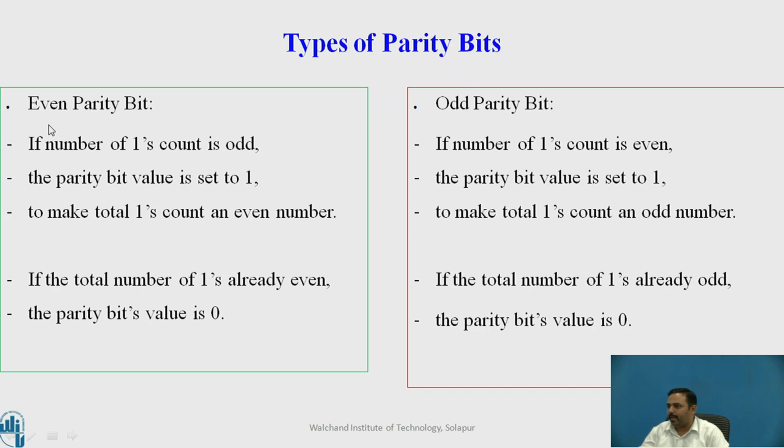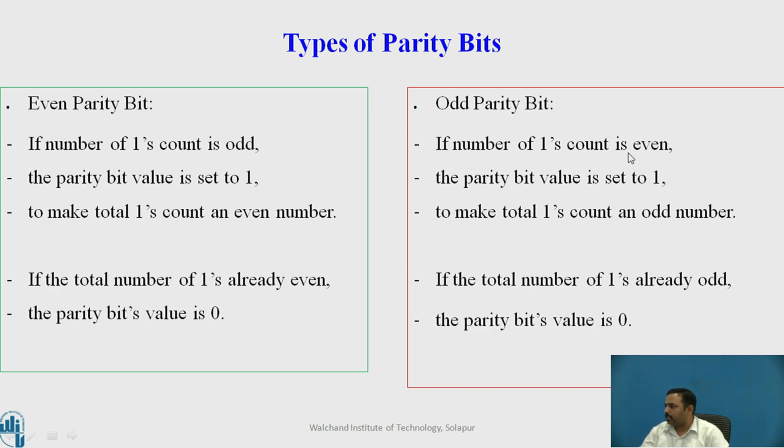Now before moving to the Hamming code algorithm, we have to understand parity bits. There are two types of parity bits, even parity bits and odd parity bits. For even parity, if the number of ones in the data we are transmitting is odd, the parity bit value is set to 1 to make the total count an even number. If the total number of ones is already even, the parity bit value is 0.